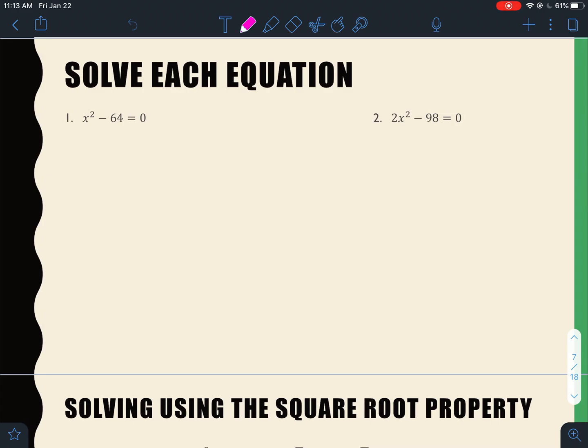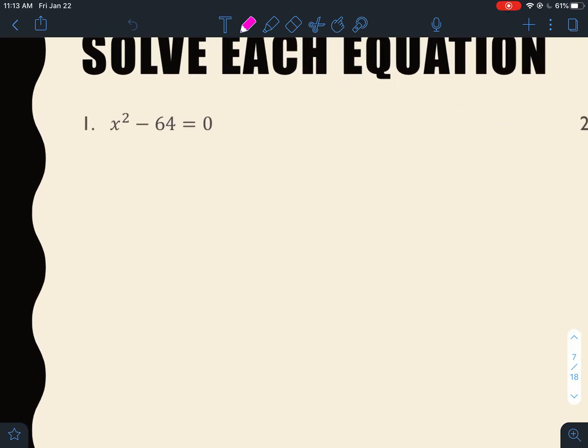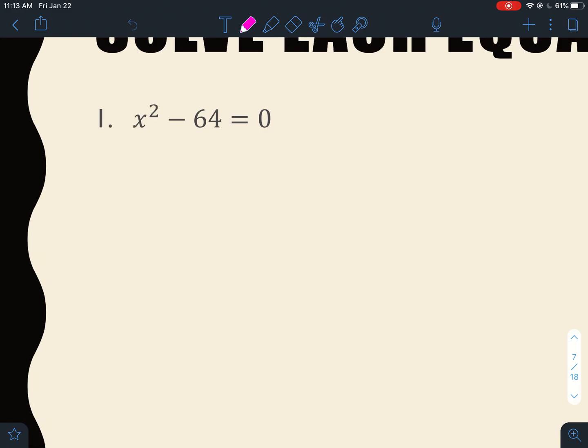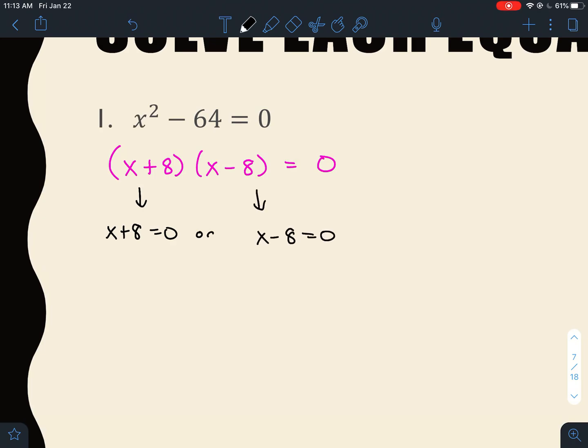If we had x squared minus 64 equals 0, using our previous method, we would factor it. And remember, x squared minus 64 is a difference of two squares. So you could factor it into x plus 8 times x minus 8 equals 0. Now using the zero product property, the only way to multiply two terms together to get 0 is if one of those is 0. So either x plus 8 is equal to 0, or x minus 8 is equal to 0.